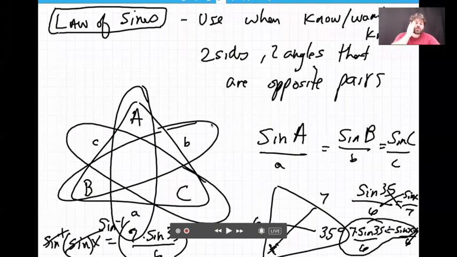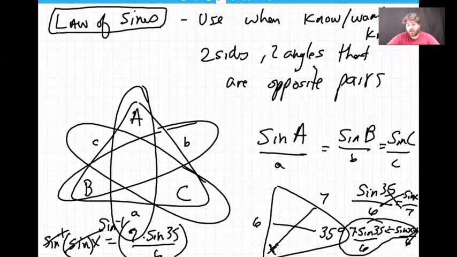So just use it when you know two sides and two angles. And a lot of the times they just want you to set it up. They don't even care if you actually get the answer sometimes. Sometimes they just have you set it up. All right, so the next one we're going to do is the law of cosines.